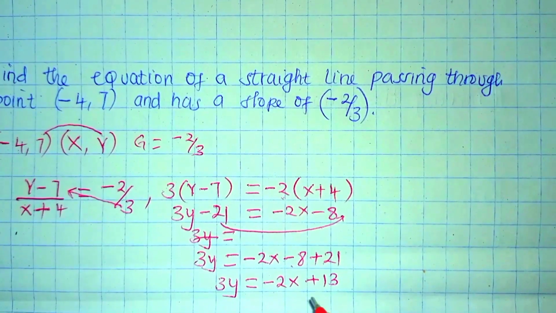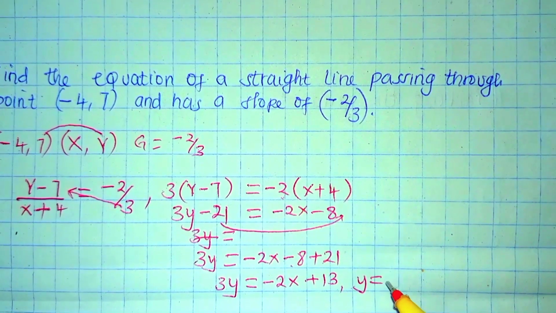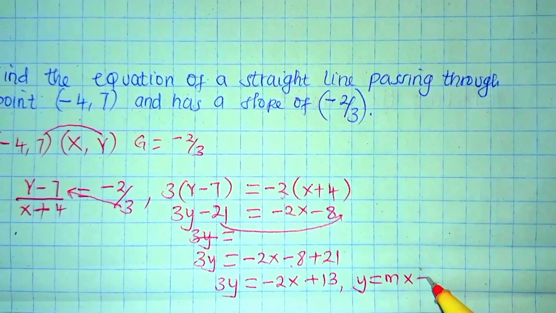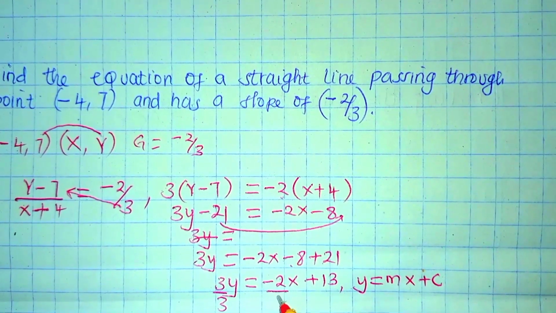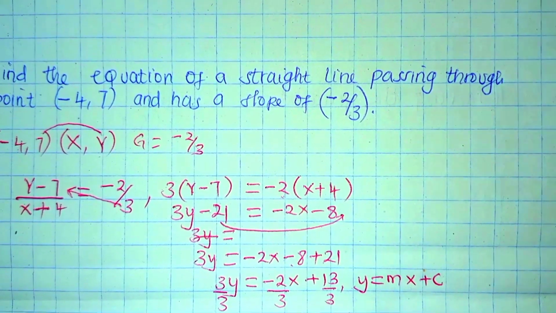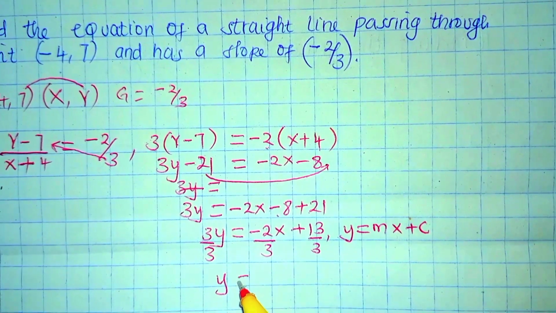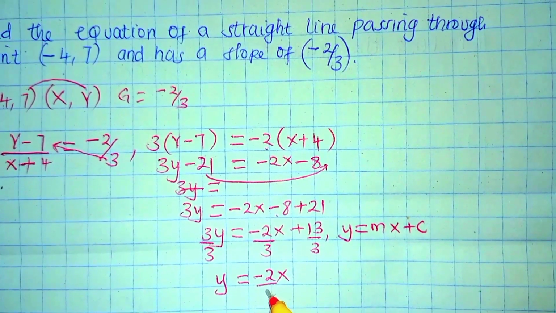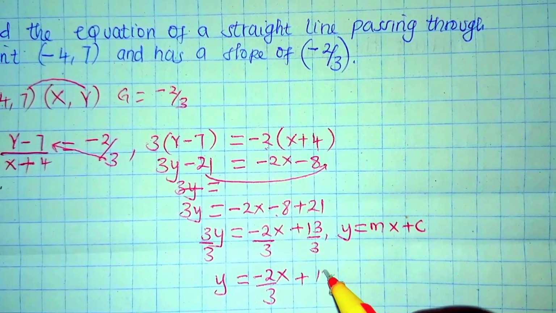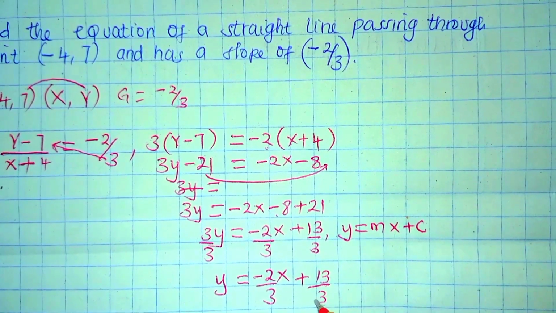If you're asked to leave your answer in the form y is equal to mx plus c, you divide this equation by 3. This will become y is equal to negative 2x over 3 plus 13 over 3.